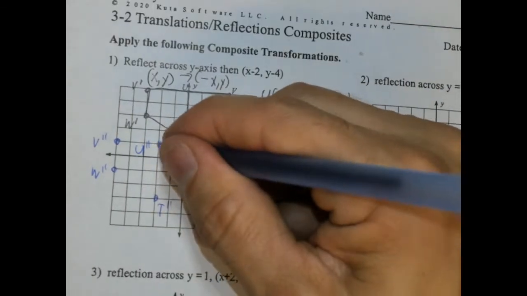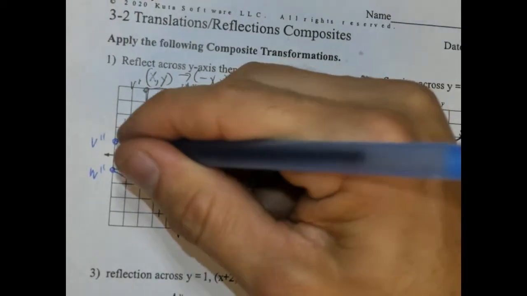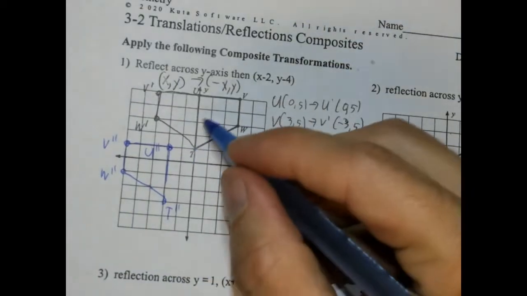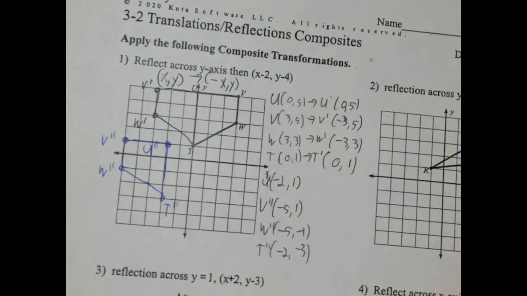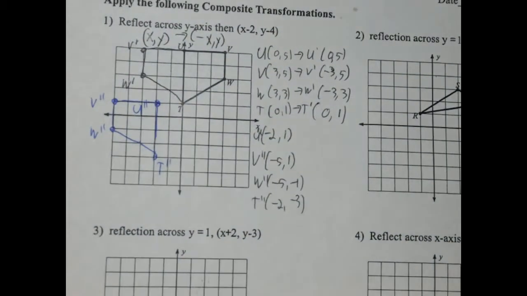All right, so we should have 3 congruent images here, and we do. You can see it flipped here, and then it shifted down to the left. Perfect. So let's do number 3. We'll do the odds.